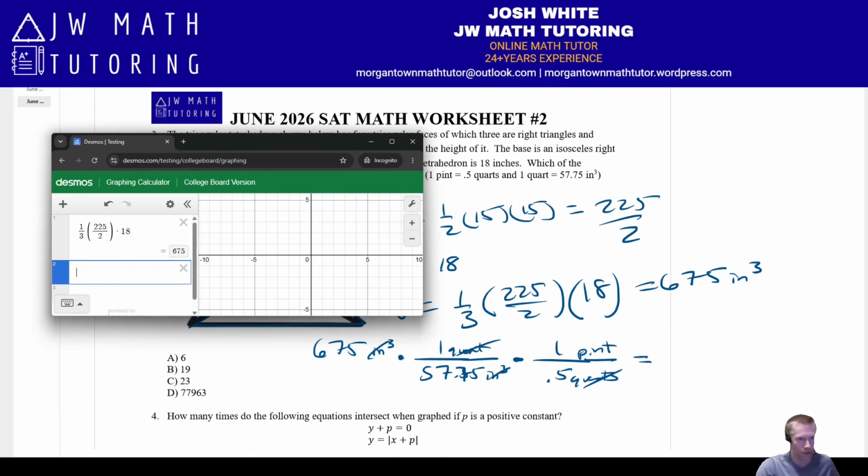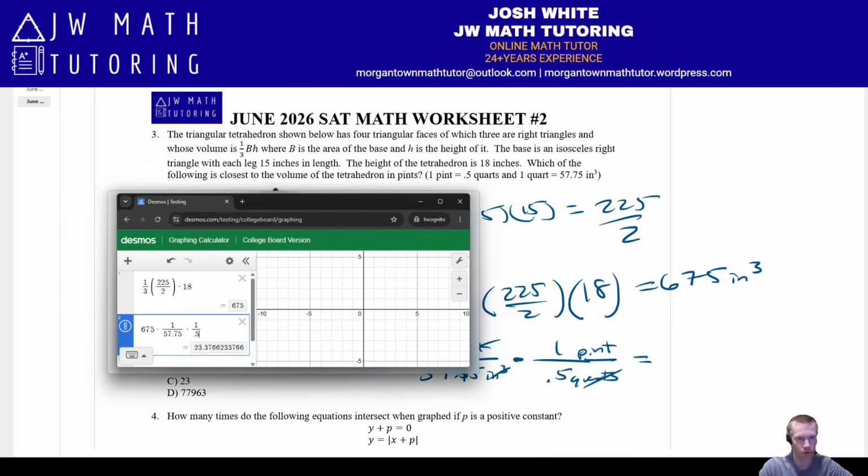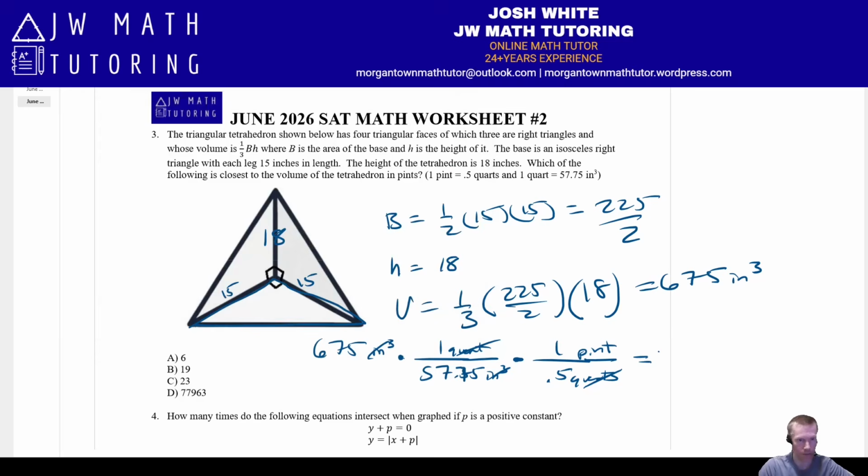Pull this up. So let's start it off. 675 times 1 over 57.75 times 1 over 0.5. Notice I get 23.3766, whatever, a bunch of other random decimals. So which of the following is closest to this volume in pints? Well, it's going to be, obviously, letter C, 23. And that's your answer.